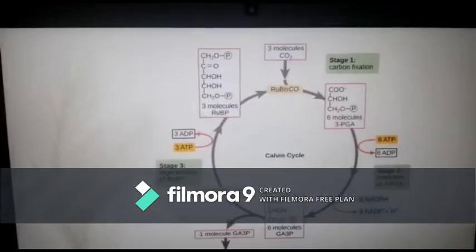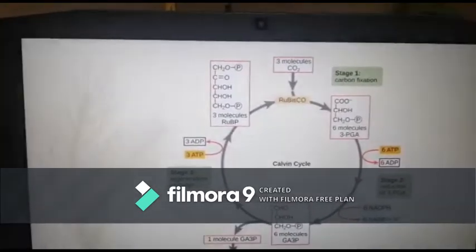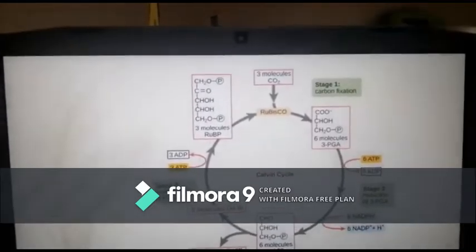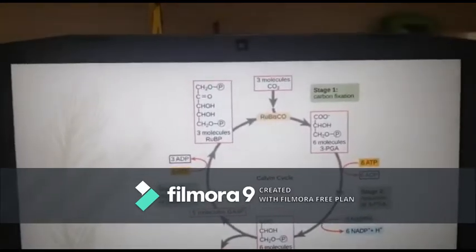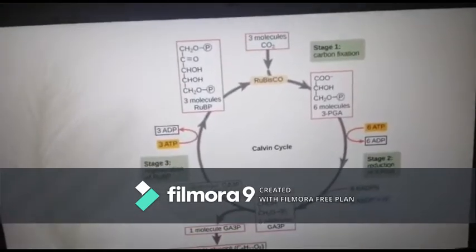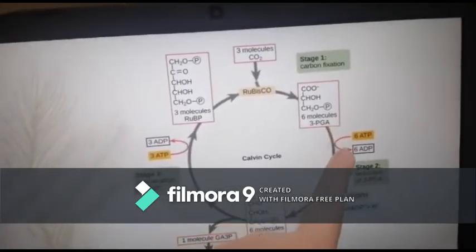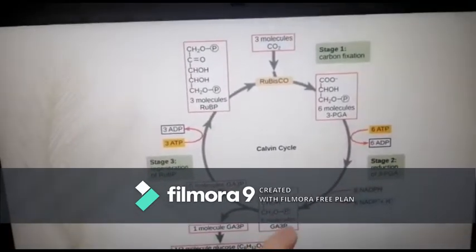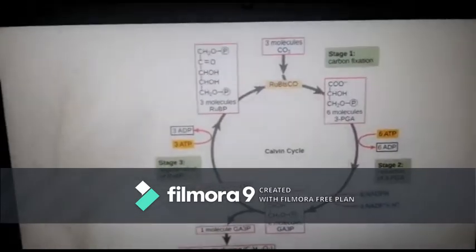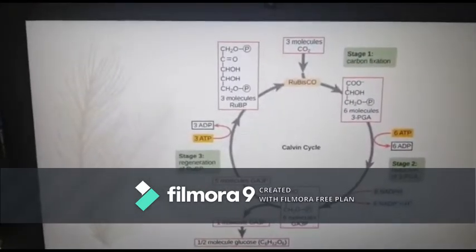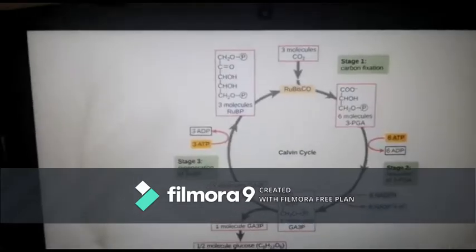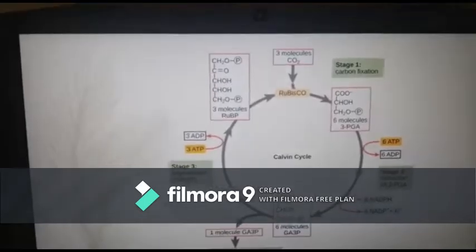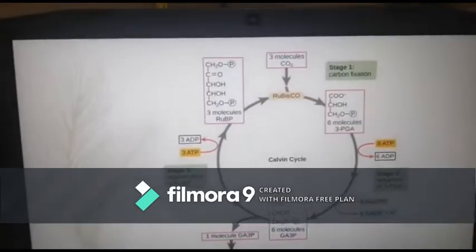ATP and NADPH are used to convert the 6 molecules of 3-PGA into 6 molecules of a chemical called glyceraldehyde 3-phosphate, or G3P. By using ATP and NADPH, we form this G3P. This is a reduction reaction because it involves the gain of electrons by 3-PGA. Recall that a reduction is the gain of an electron by an atom or molecule.